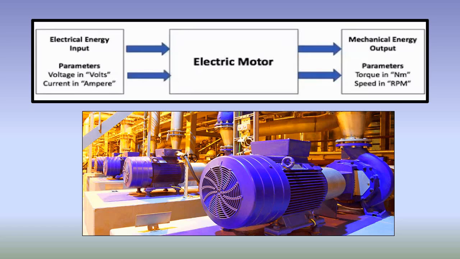And speed, we all know what is speed, right? It is measured in RPM. RPM is revolutions per minute. What is revolutions per minute? It is basically nothing but a measure of how fast any machine is operating at a given time, like how fast a machine is moving in a given amount of time. So these are the parameters of the mechanical energy. So in the electric motor, we have to keep in mind and understand that the electrical energy is converted into the mechanical energy.